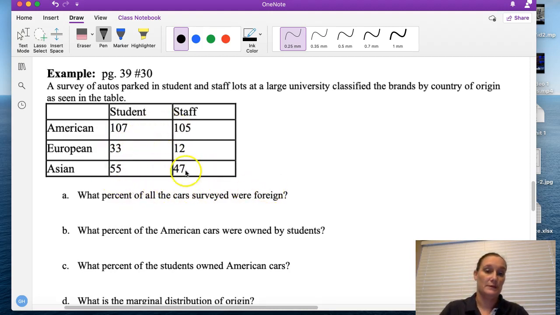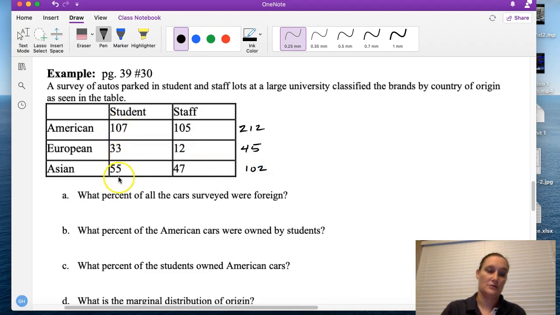One thing that might be helpful to do right away if they don't do it already for you is to find your totals. So it may be helpful to go ahead and total across and up and down to get those totals because that's just going to make life a little bit easier. So if we add 107 and 105, that's 212. That's the total number of American cars. Total number of European cars were 45. And total number of Asian cars was 102.